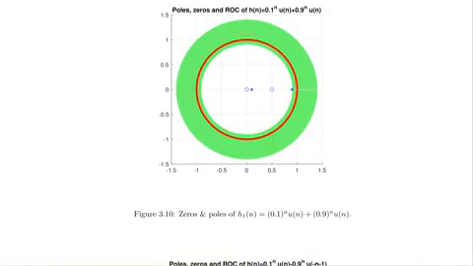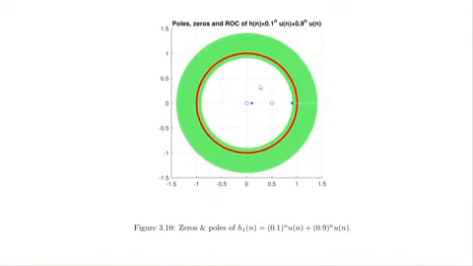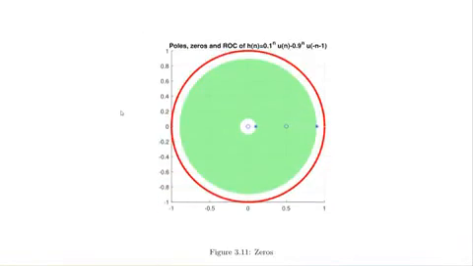Here, ROC greater than 0.9 for the first system. For the second one, you see here, ROC is greater than 0.1 and less than 0.9. And you see here, the unit circle is not inside the ROC and we don't have any frequency response here and the system is not stable. But for the first case, the ROC contains the unit circle, so we have frequency response and the system is absolutely stable.